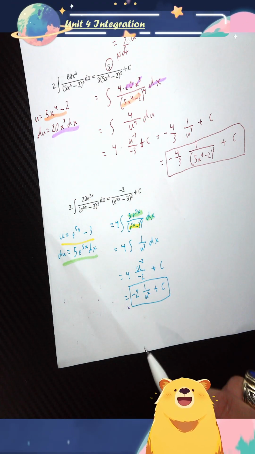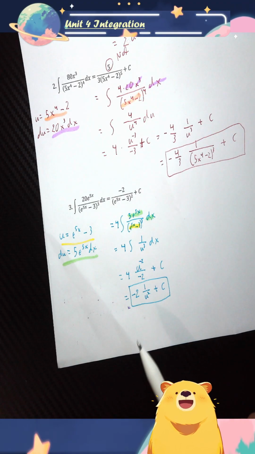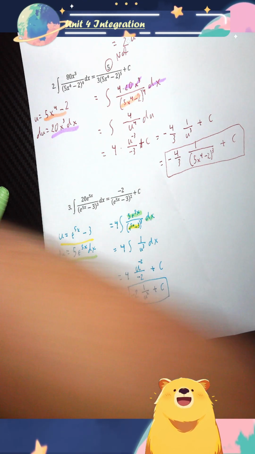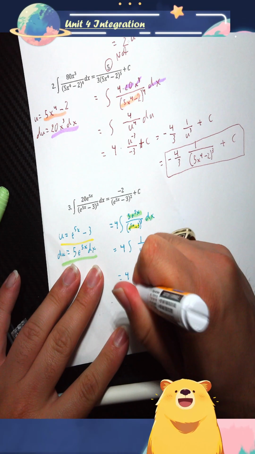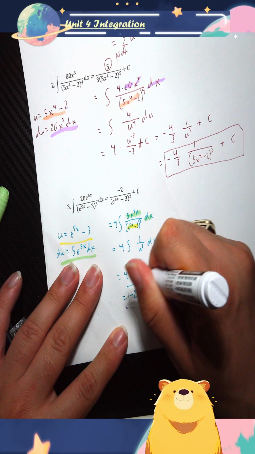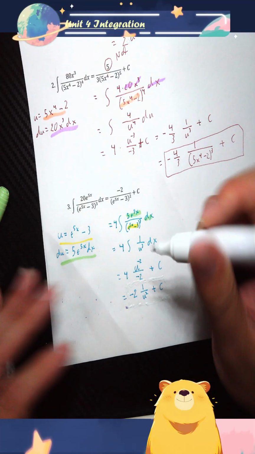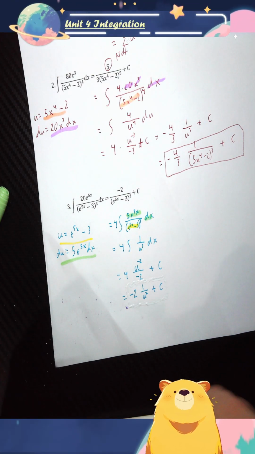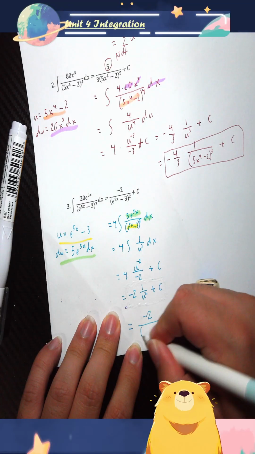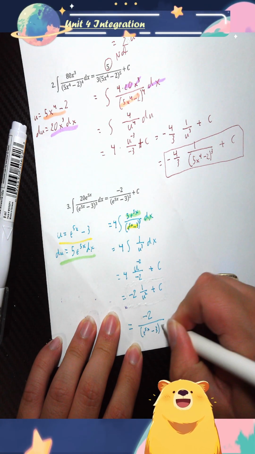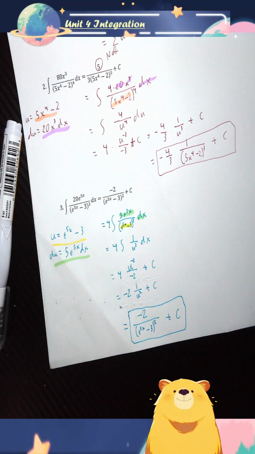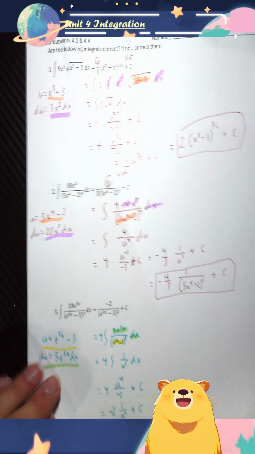Oh, I forgot a silly part. Can you guess what it is? No, it's not a live video, right? I forgot that you have to plug in u back. While everything is correct, it's not that this problem is wrong, it's just that it's incomplete. So let's plug back in u. You have negative 2 over e5x minus 3 squared, plus c. There you go. Now the answer is complete.